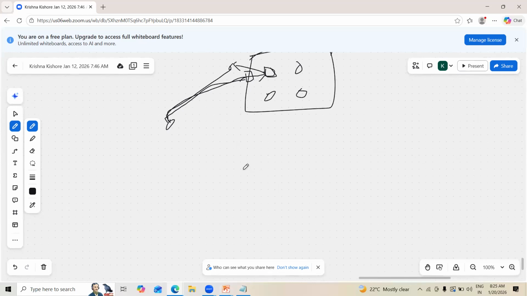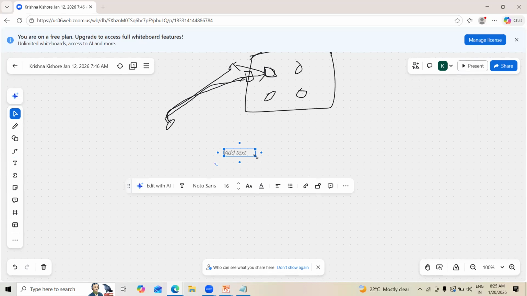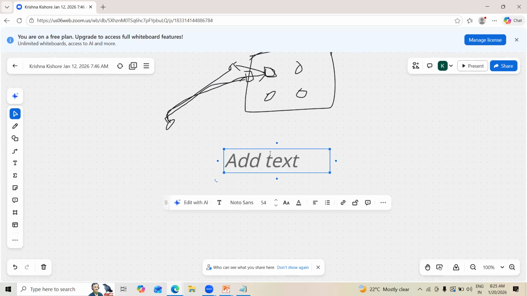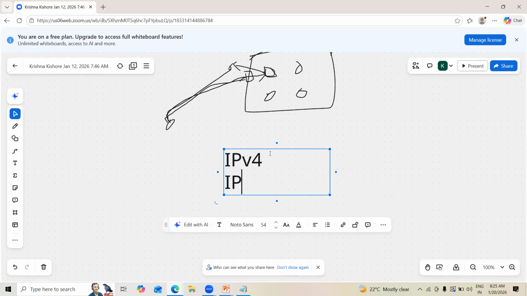how are these devices getting these IPs? How are these IPs assigned to each and every device? Whether it's a public IP or private IP, we have two types of models in the market. Have you heard about this? IPv4, IPv6. Yes, sir. What is the difference?